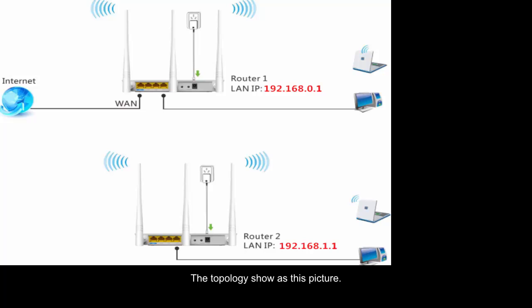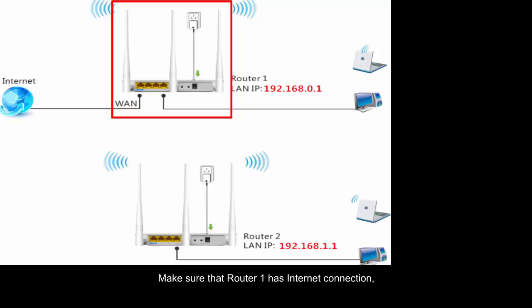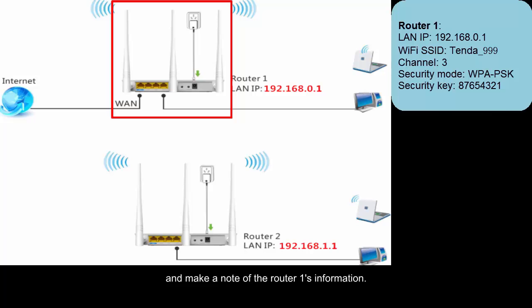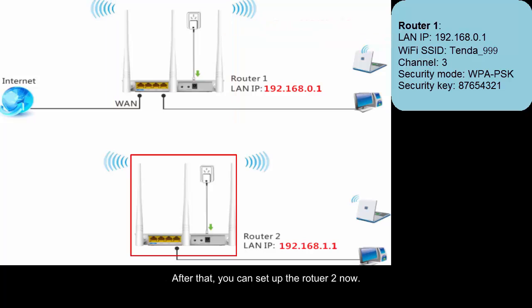The topology is shown in this picture. Make sure that router 1 has an internet connection, and make a note of router 1's information. After that, you can set up router 2 now.